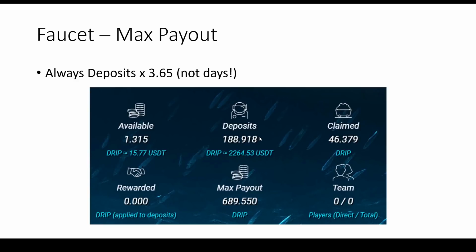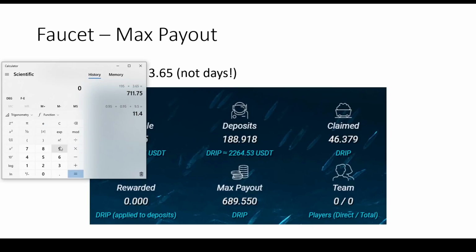Now, they only go out 3 digits, so sometimes it'll be a little bit off, because this might be like 9.1700000009 or something. It's going to round up, so it won't necessarily be exact. Take 188.918 times 3.65. What do you know? 689.550. Now, again, it came out a little bit different, but that's because we're only seeing 3 digits after the decimal place.